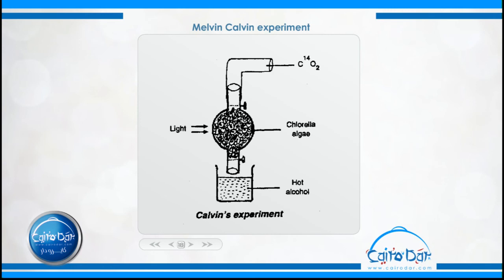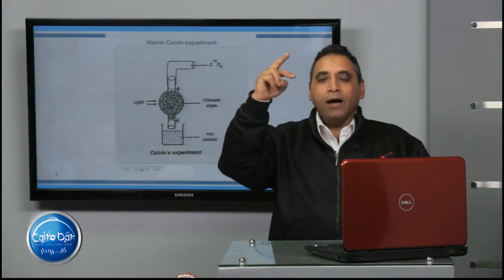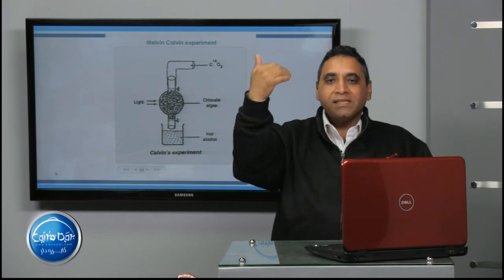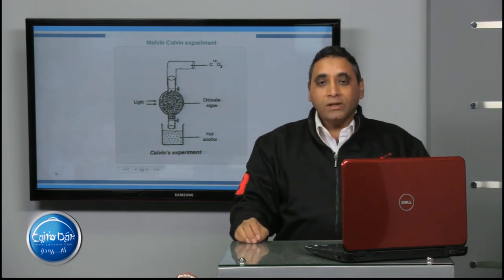The observation: the first stable compound that formed as a result of photosynthesis is phosphoglyceraldehyde. The plant does not form sugar after 1 to 2 seconds, but forms phosphoglyceraldehyde. What about the conclusion of the experiment? The conclusion is that the first stable compound that formed as a result of photosynthesis is phosphoglyceraldehyde, not glucose. Number 2, the formation of glucose needs the presence of certain steps, not one step.